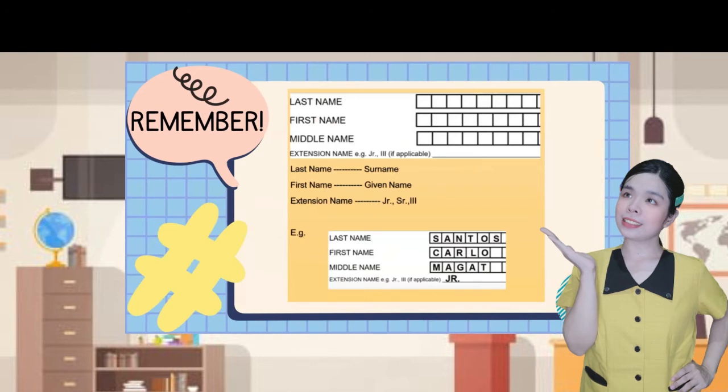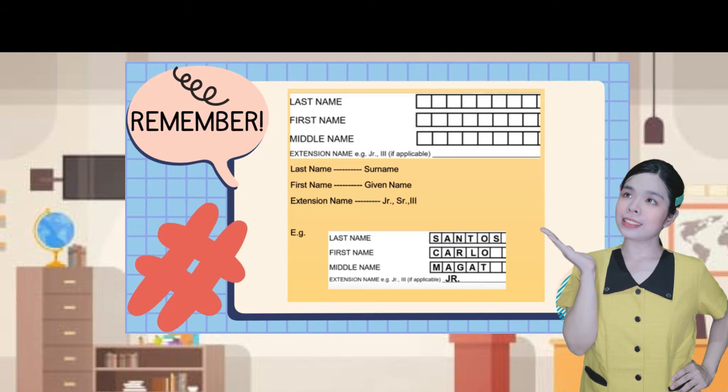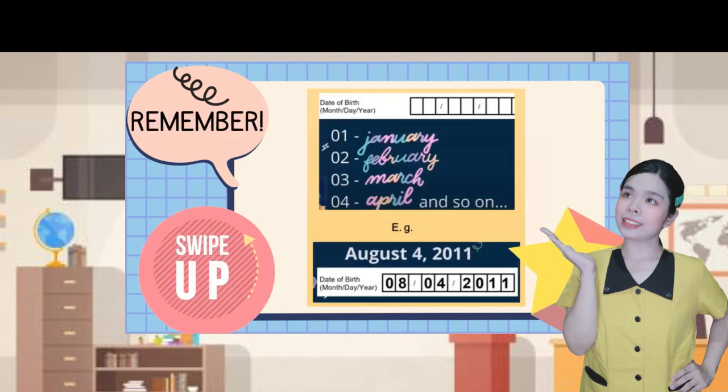Next, when giving a name: last name, first name, middle name, and extension name if you have one. For example, the name is Carlo Magat Santos. The last name is Santos, the first name is Carlo, and the middle name is Magat. If you have an extension name, like Jr. or the third, write it if applicable only. For date of birth, write the month, January, February, March, April, and so on, the day of your birth, and the year of your birth.